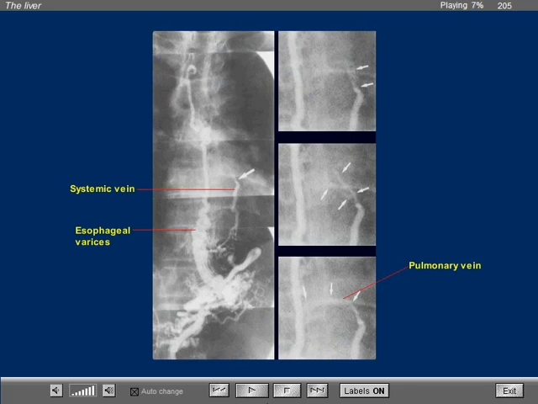Second mechanism of cyanosis has been the connection between the systemic veins and the pulmonary veins, as illustrated in this case. From the gastroesophageal region, one can see veins that communicated with intrapulmonary veins, and therefore that will be the mechanism of a right to left shunt from systemic to pulmonary veins.